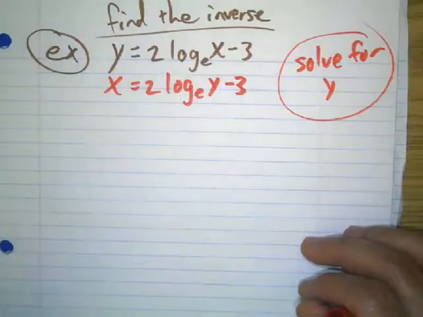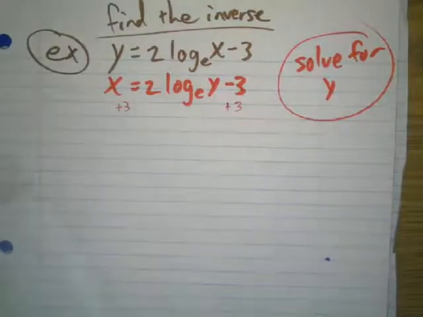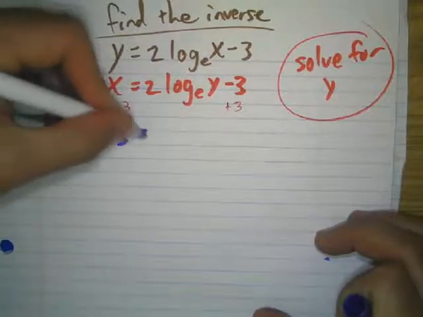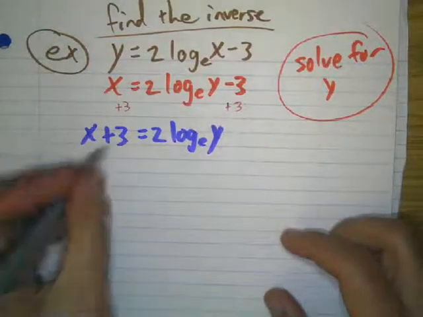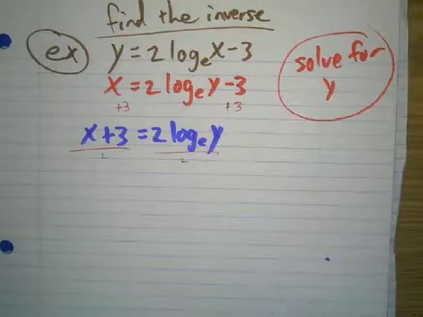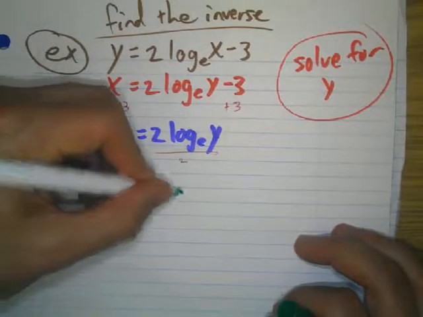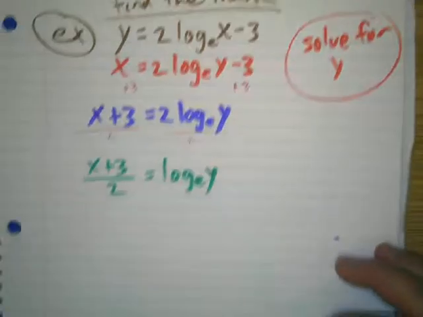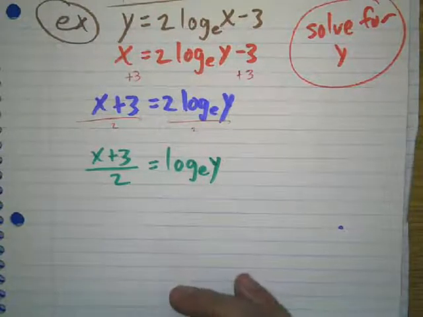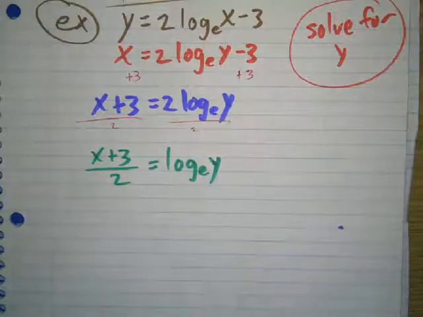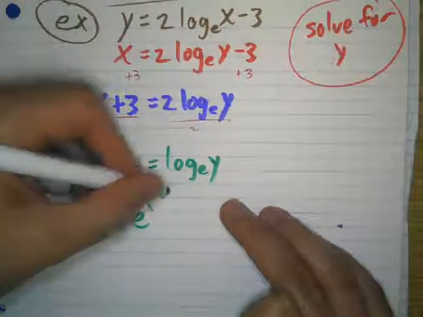If we're going to solve for y, the first thing we need to do is add the 3 on both sides. And then I get x plus 3 equals 2 log base e y. The next step, I'm going to divide both sides by 2, and then I get x plus 3 over 2 equals log base e y. And then the final step is we convert to natural log here, and we get y equals e to the power of x plus 3.